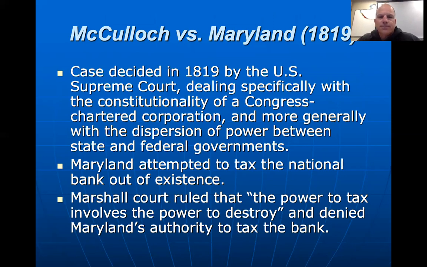McCulloch versus Maryland was a court case in 1819 where Maryland didn't like the national bank. Maryland, a southern state, pro states' rights, didn't like the national bank, and they were going to tax the bank, the national bank, which had a branch in Maryland. They were going to tax it out of existence. They made basically an agreement that said we're going to tax it, and then we're going to tax it some more, and we're going to keep taxing it until the bank goes out of business.